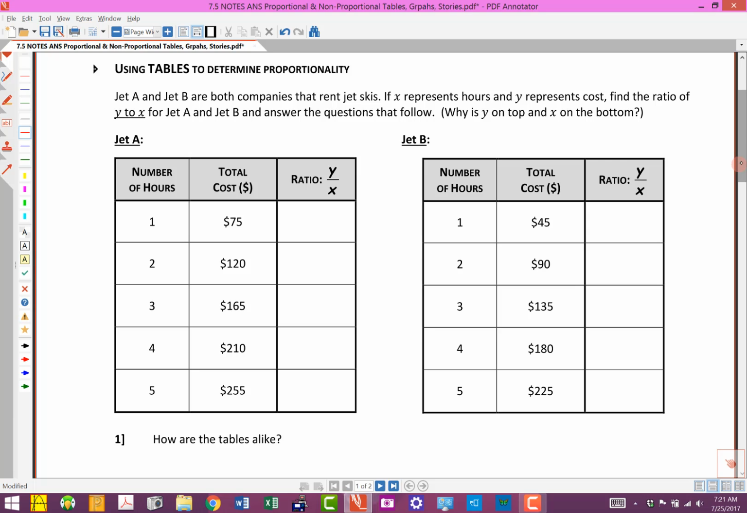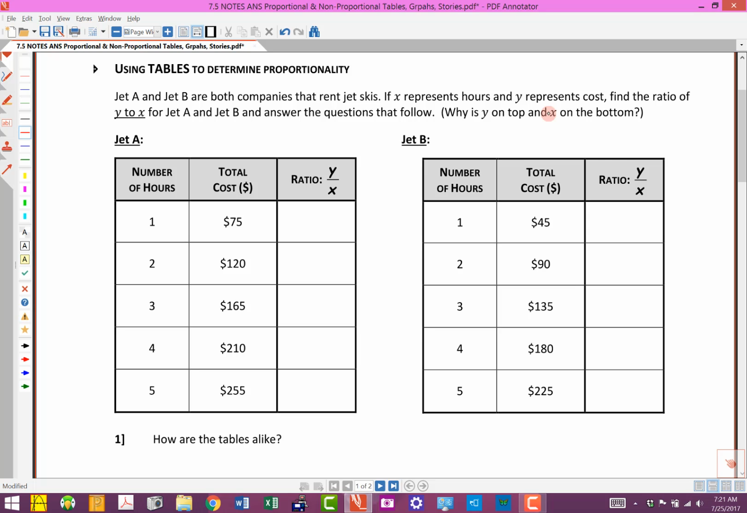Now we've got a situation here where we've got two jet ski companies. One is called Jet A and the other one is Jet B, and they rent jet skis. If X represents the number of hours that you're going to rent the jet skis and Y represents the cost, it says find the ratio of Y to X. So remember, we put the Y part on top of the X part, the vertical over the horizontal, for Jet A and Jet B, and then answer the questions that follow. And remember, Y is on top and X on the bottom.